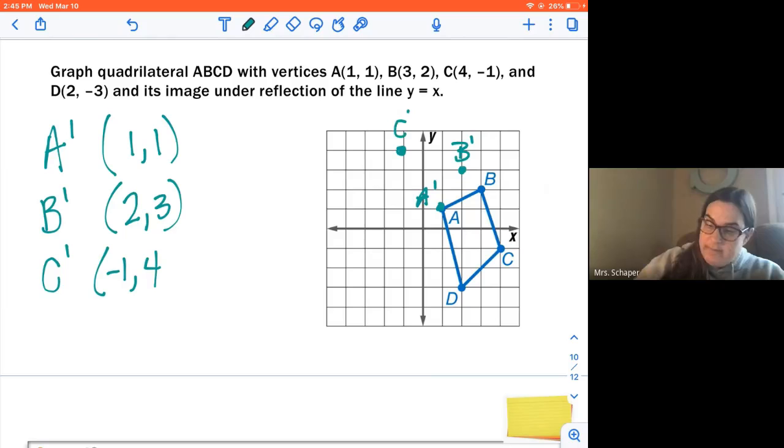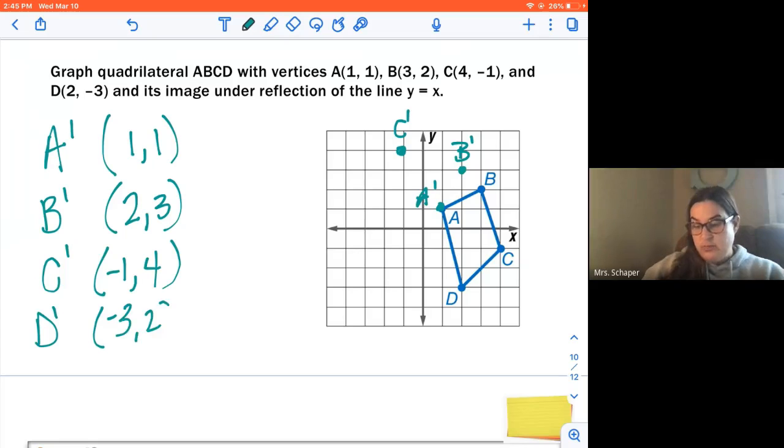That's C prime. And D prime, we'll switch to -3, 2. We flip-flop the x and y when we reflect it over the equation y equals x. So -3, 2, and there's D. Right? There you go.